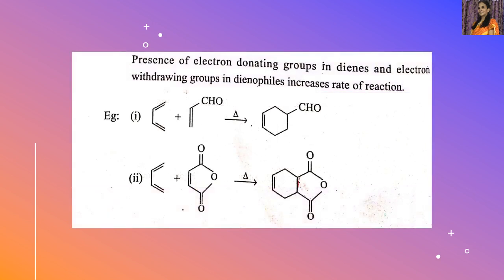So the presence of electron donating groups in dienes, and electron withdrawing groups like CHO in dienophiles, increases the rate of the reaction. So the dienophile should have electron withdrawing groups and the diene should have electron releasing groups. Then the reaction proceeds faster, and the rate of the reaction increases. So here is another example, this is the dienophile.